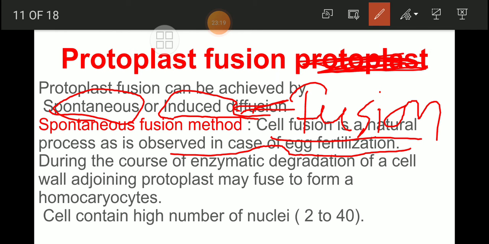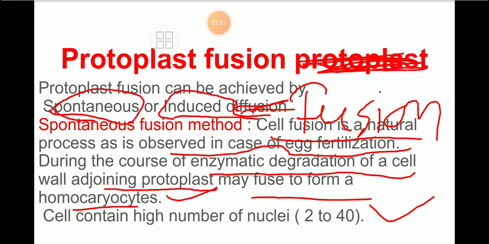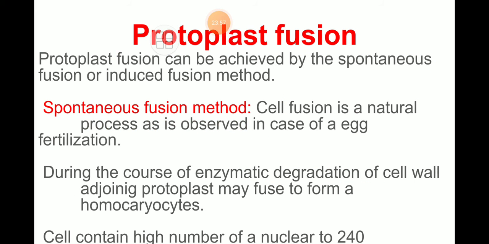During the course of enzymatic degradation of the cell wall, adjoining protoplasts may fuse to form homokaryocytes. The cell contains a high number of nuclei, that is 2 to 40. We can find spontaneous fusion, and most of the time in a single cell we will be able to find more than 2 to 40. That is the range of how many nuclei can be present or how many cells can get fused with each other.